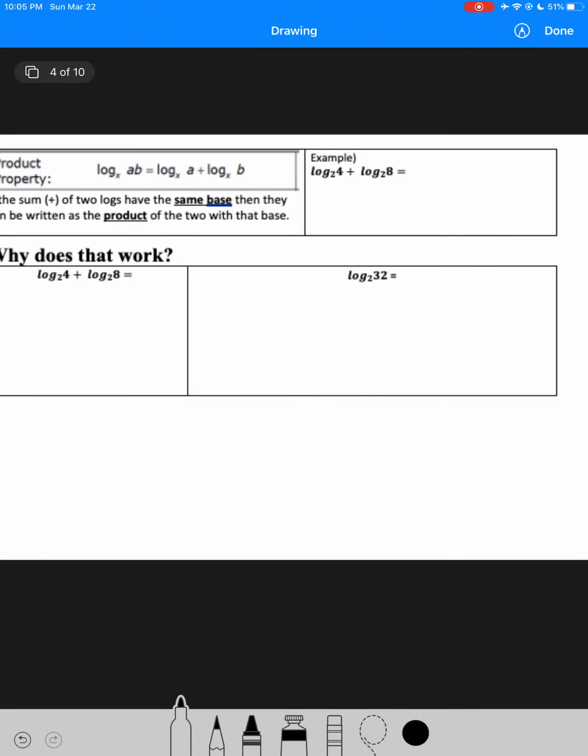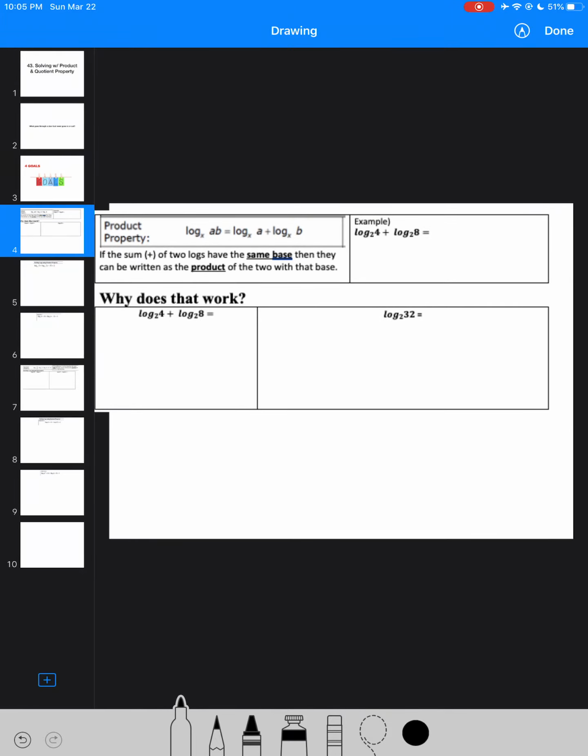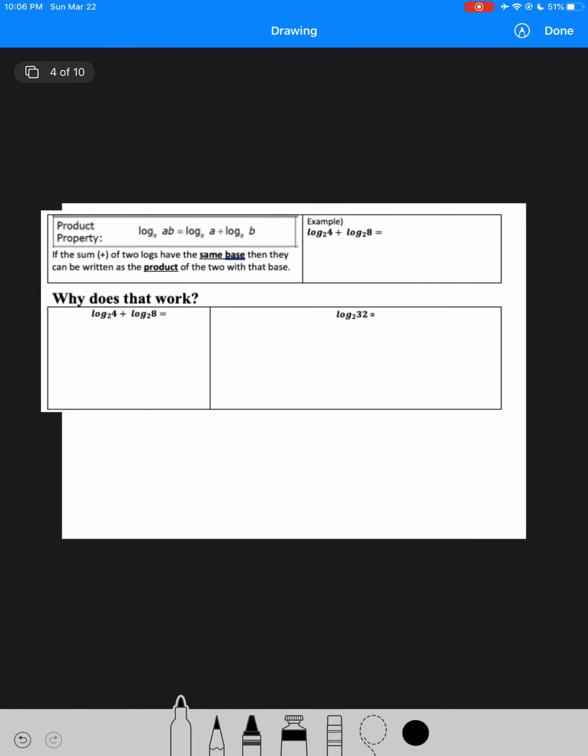So, product property. That's what this will start with. Okay. So the product property, this is what it looks like in your formula sheet. Basically, what it is saying is if you have addition of two logs that have the same base, then they can be written as a product of the two with that base.